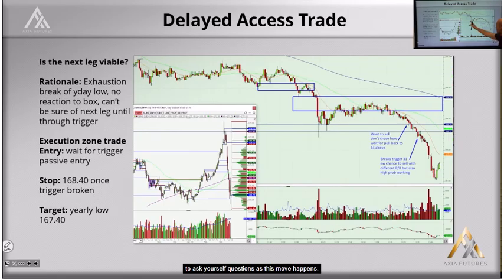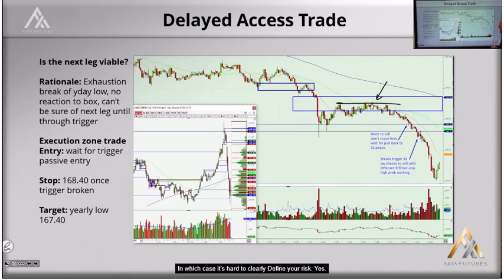And you have to ask yourself questions as this move happens. So if you've got a break of low, should you really be expecting a break of low with an exhaustion and then another attempt down that doesn't make the low? Should you really be expecting another leg? Arguably not. As the market stabilizes up here, it's easy to say, oh yeah, well, you just sell it back in the box, another leg down. But is this a trade that you really have enough information to believe in? Or is this a trade that you're looking at thinking, well, it could happen, I'll have a go at it?